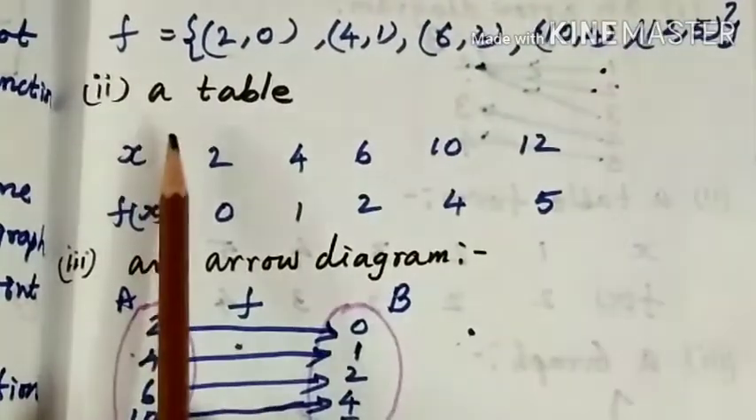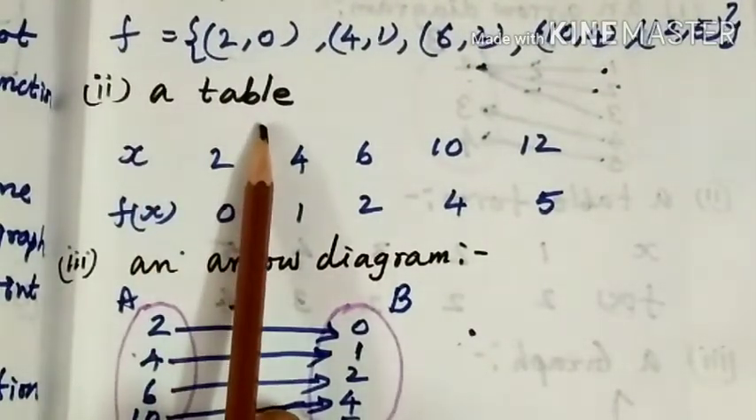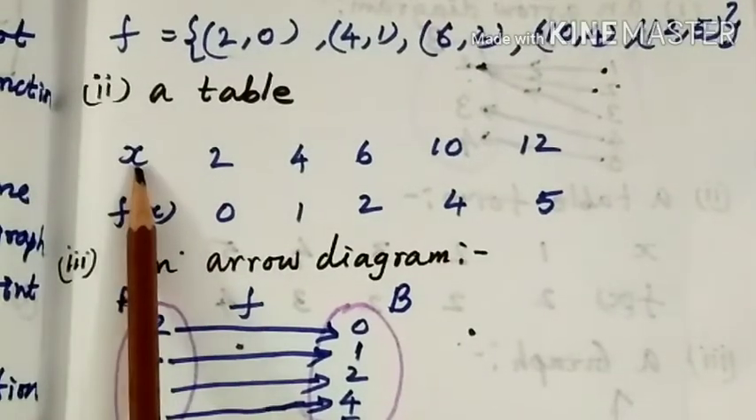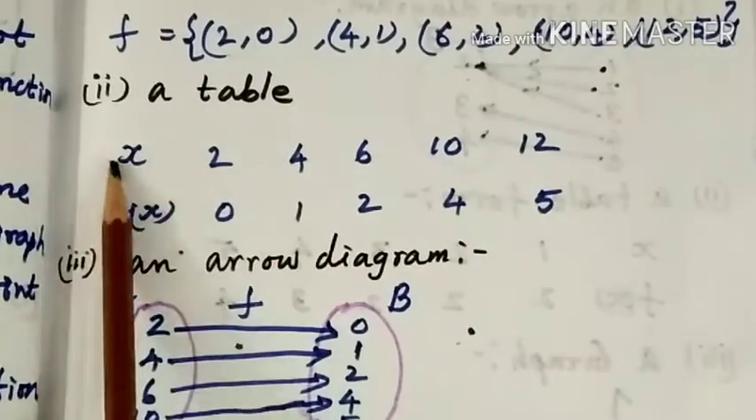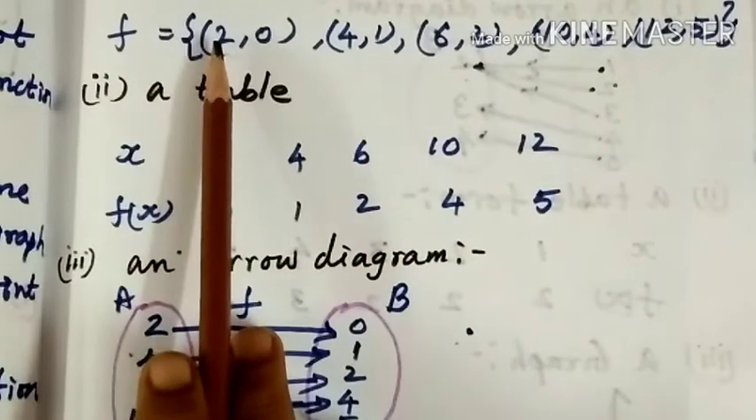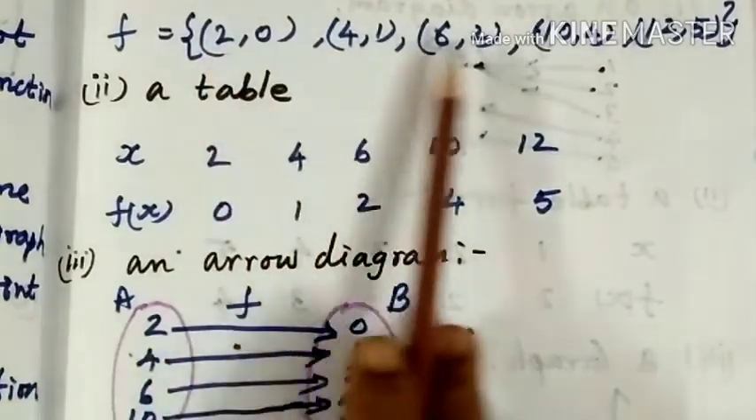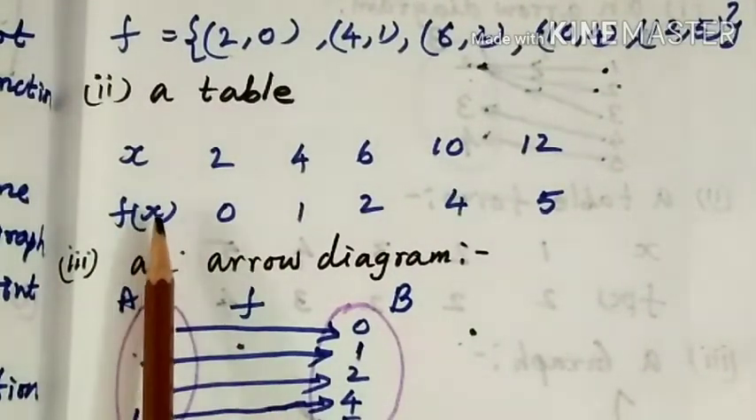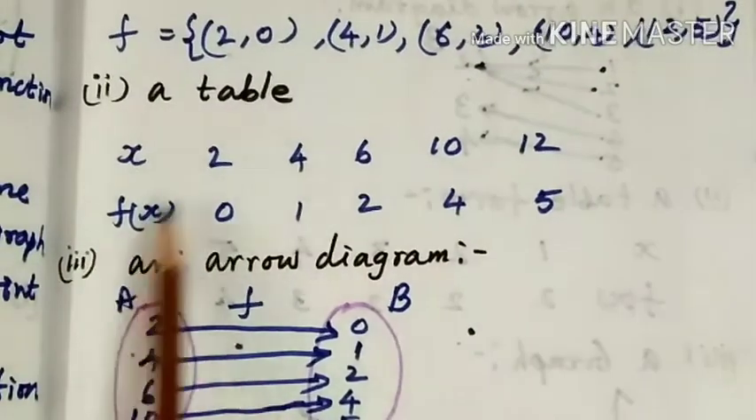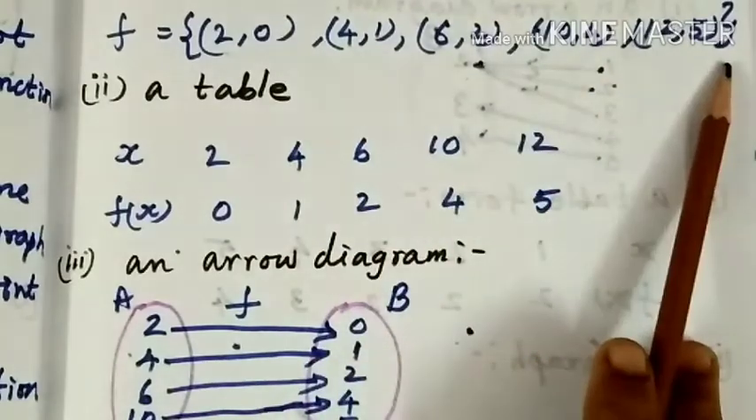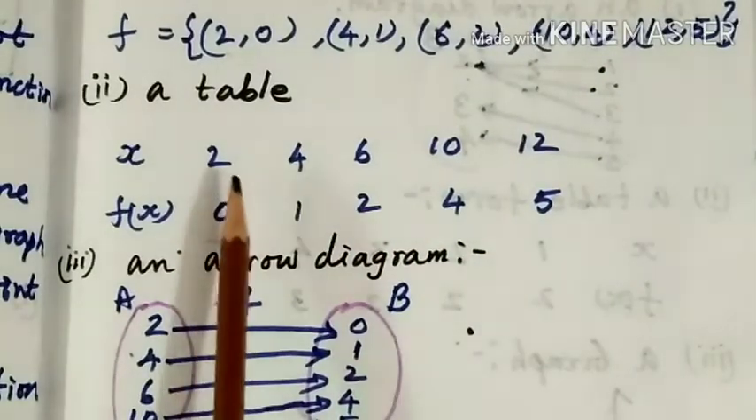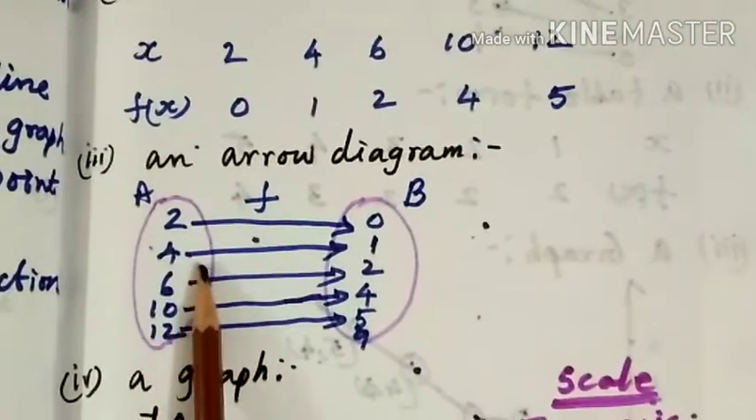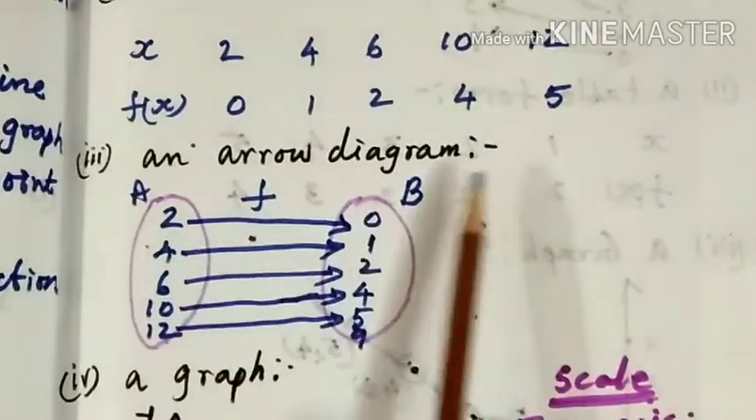Then next subdivision, a table. For this, x coordinate. In x coordinate you write the first element of each ordered pair. Then f of x, which is the y coordinate, you write the second element of each ordered pair. Like this.